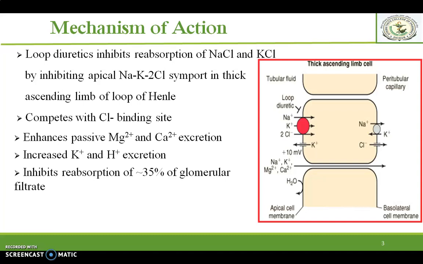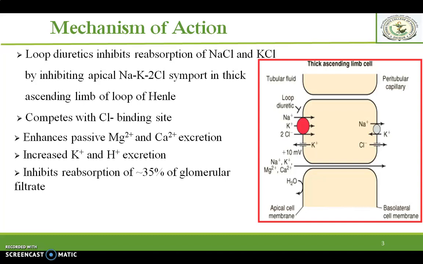Loop diuretics also produce a secondary effect. It increases the production of prostaglandin, due to which it results in vasodilation and increased blood supply to the kidney. As it produces vasodilation, it can be used in hypertension conditions.